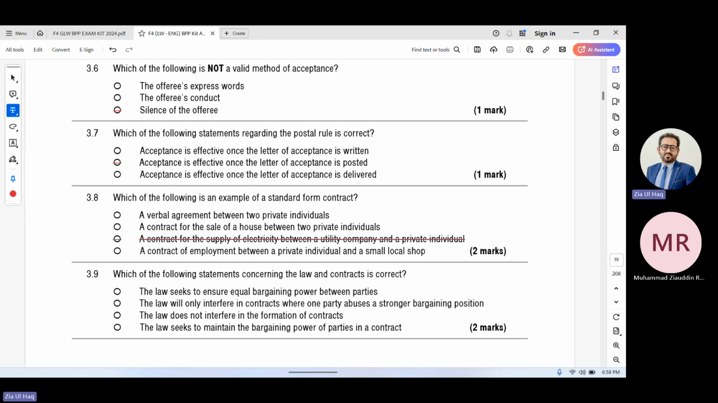The bargaining should be on an equal basis regardless of the parties' power. The law does not interfere in the formation of contract. No, in any formation of contract, law interferes. Law is there. Contract is a legally binding agreement. The law seeks to maintain the bargaining power of parties in a contract. No, they don't seek to maintain bargaining power, but in case of abusing a stronger bargaining position, in that case, law interferes. There shouldn't be any abuse.